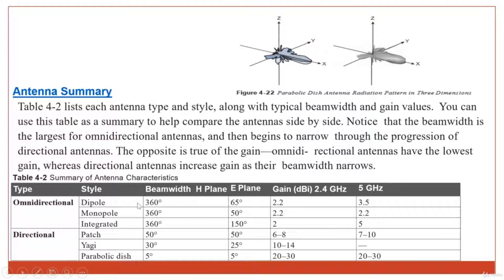Okay, so you can take this particular chart as a reference. We have discussed, first of all, the terms used inside the antenna, like what is beam width, what is gain, what is polarization, what is azimuthal, what is E-plane, etc. Then we have gone through and checked the types of antenna. In omnidirectional, we have dipole, monopole, integrated. In directional, we have patch, Yagi, and parabolic antennas.